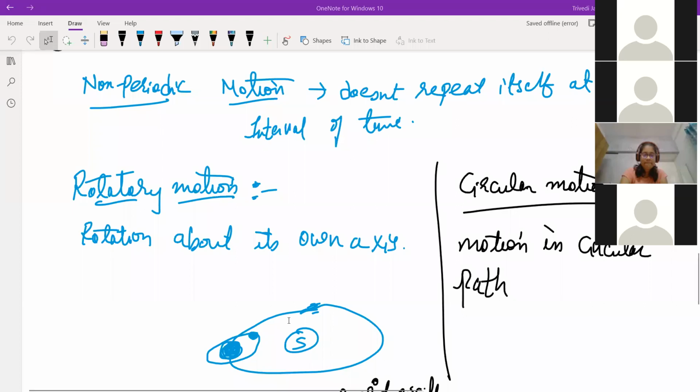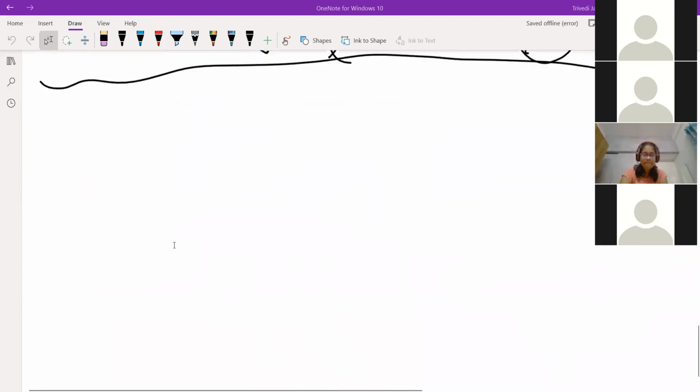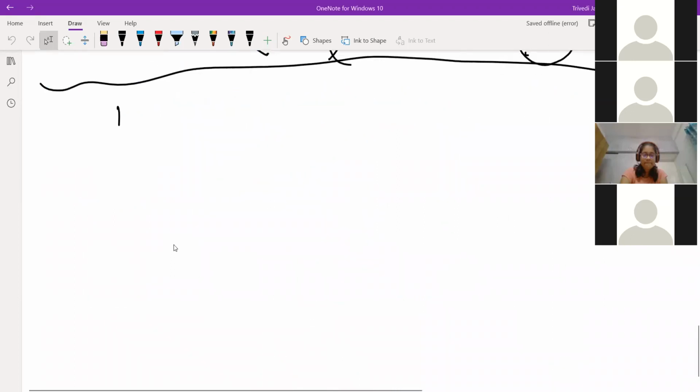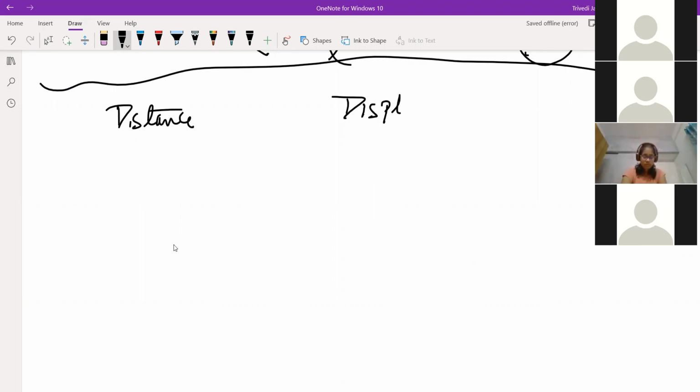So non-uniform is unequal distance in equal interval of time. Simple, right? Okay. So we can have discussion on distance now. Distance and displacement. What is distance now?